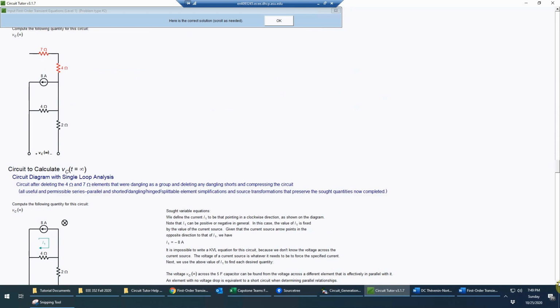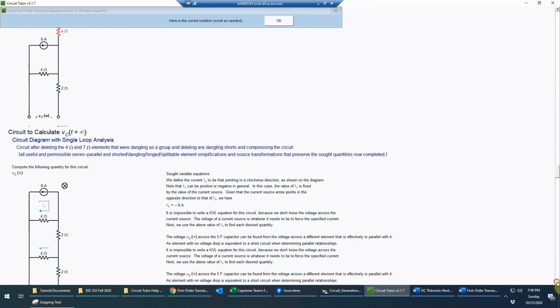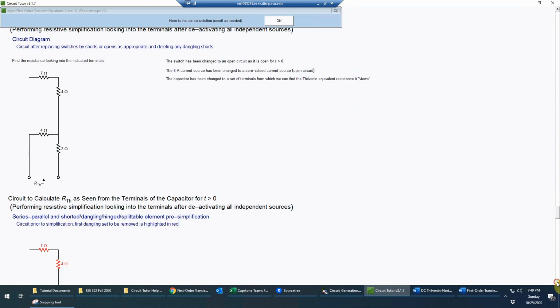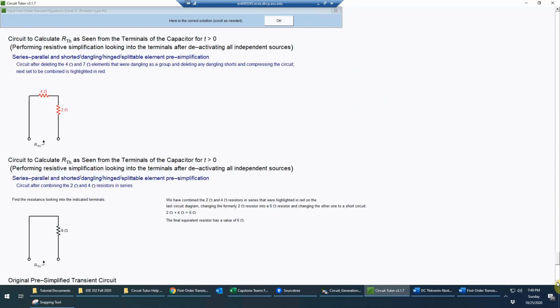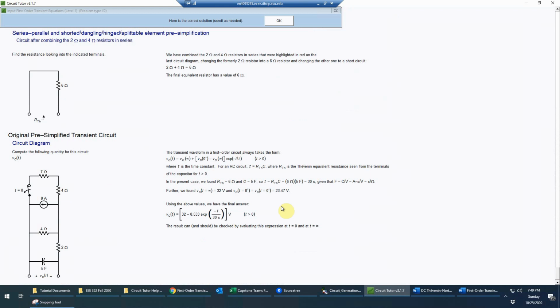So it might be sometimes worthwhile looking at this. You might get some hints as to how to do problems more easily in some cases than what you may have done. But in any case, it might be useful to look at this. And then it shows basically finding our Thevenin, which was the 6 ohms, and then the final expression. So that completes this example of the first order transients circuit.